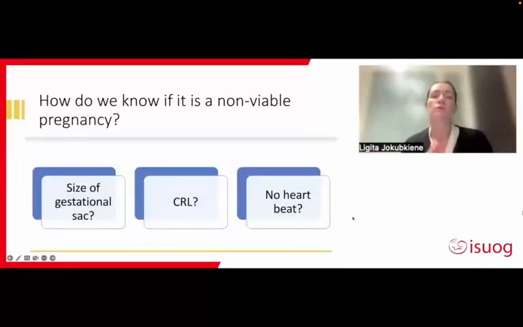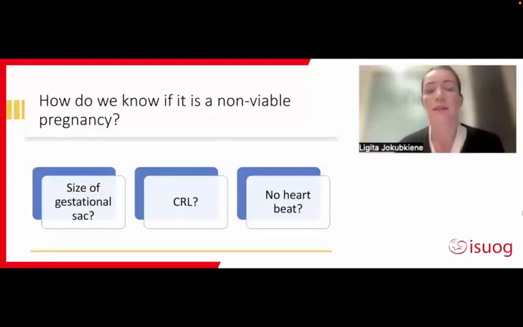So how do we know if this is a viable or non-viable pregnancy? Again, we can assess the structures, but for the conclusive diagnosis, we have to have some criteria. So what do we have to look at? Shall we look at the size of the gestational sac? Shall we rely on CRL? Or do we always need to see no heartbeat in the embryo?